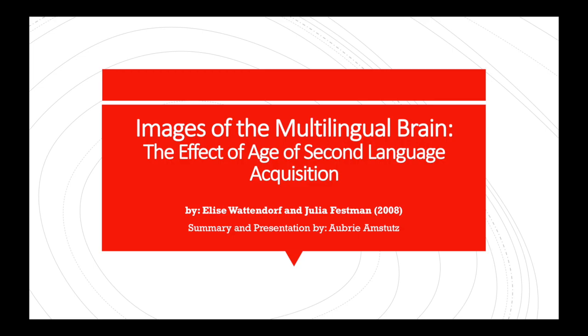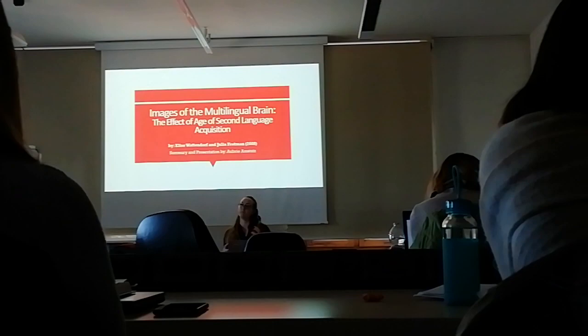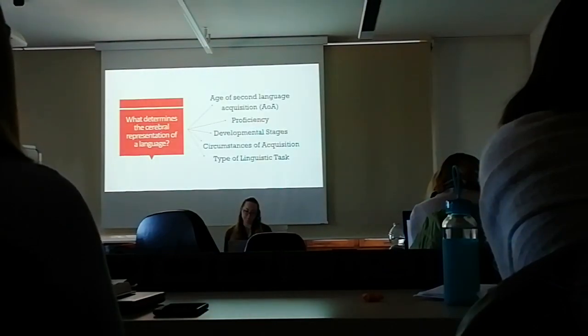I'm going to be talking about a meta-analysis that reviewed different current theories and research in the field of neuroimaging for language acquisition. These two people, Elise Wattendorf and Julia Festman, took a look at what was out there. This was in 2008, so recent research, but they summarized some of the key ways that people are using neuroimaging technology right now to look at language acquisition, and then also gave some of their recommendations for how to improve that. So that's what we're going to look at: the ways that it's still lacking, the information that we're still missing.